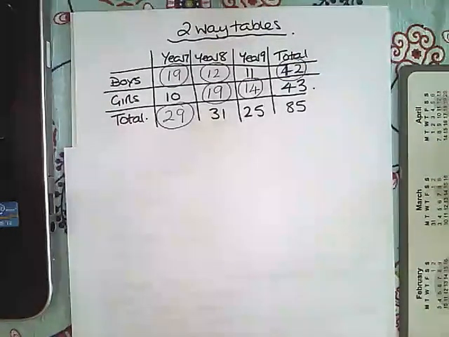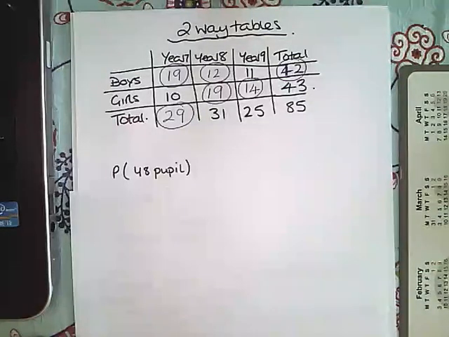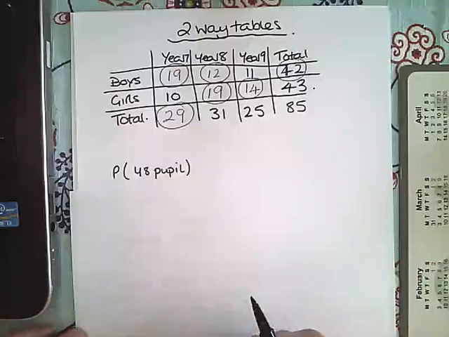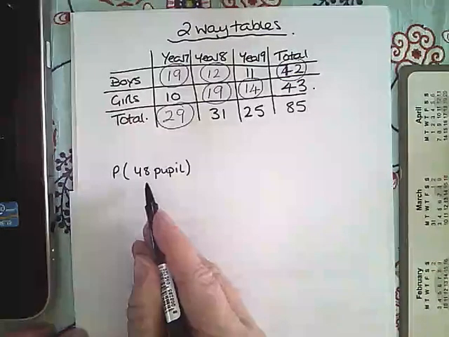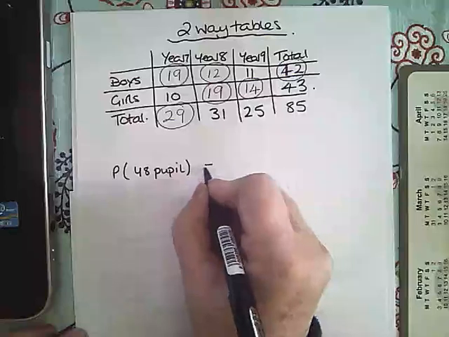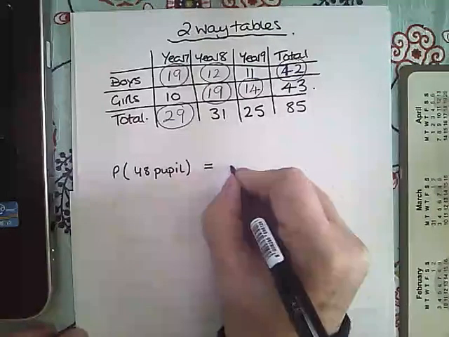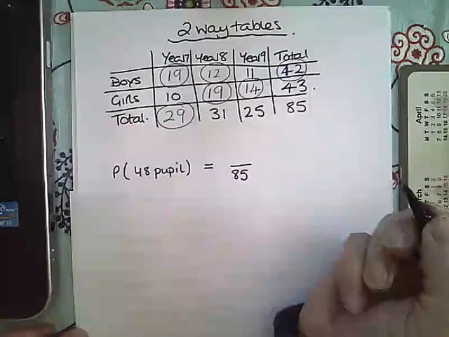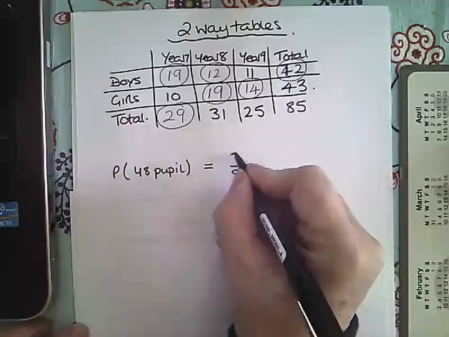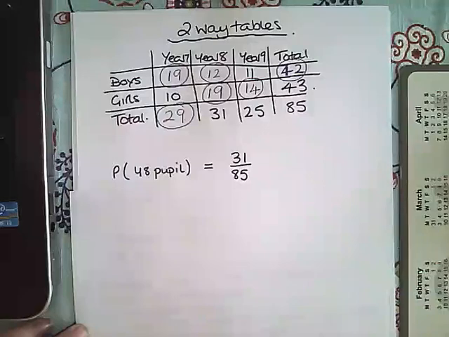We can get probabilities from a two-way table. So first of all, if I'm trying to work out the probability that a pupil is from Year 8, first of all we need to remember that probabilities are fractions, decimals or percentages, and also that they cannot be greater than 1. In this case, it's the number of Year 8s out of the total number. So in total there are 85 students, and the total number in Year 8 is 31. So that is the probability of selecting a Year 8 pupil from this group.